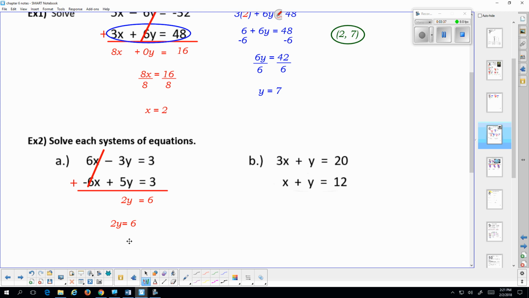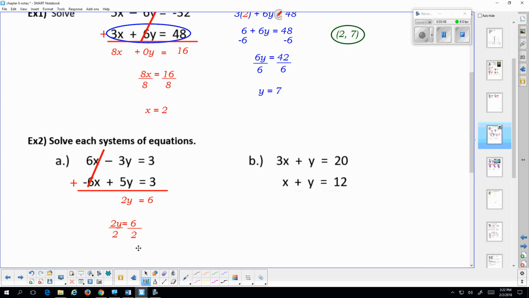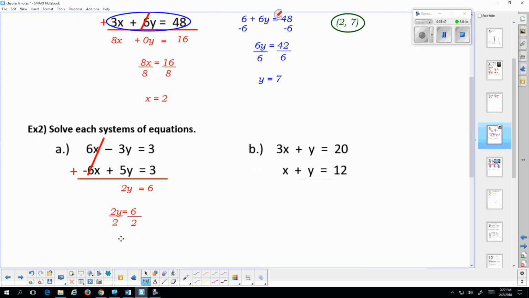How would I solve for y? Divide both sides by, oh, that should be 2. 6 divided by 2, y is going to be 3. So we found y, now we need to find x. So I'm going to pick one of these equations. I'm going to pick the first equation, and I'm going to plug in 3 for y. And now I've got to solve for x.